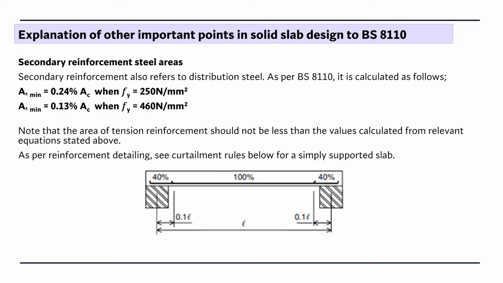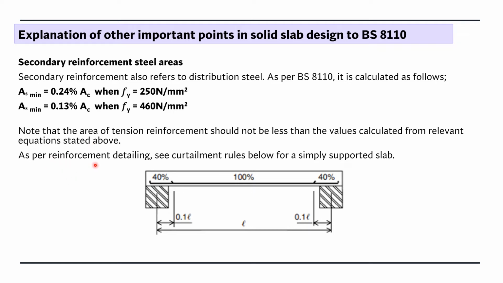Secondary reinforcement steel areas. Secondary reinforcement also refers to distribution steel. As per BS8110, it is calculated as follows. As minimum is equal to 0.24% of the area of concrete section of slab, where fy is equal to 250 Newton per millimeter squared. And As minimum is equal to 0.13% Ac, when fy is equal to 460 Newton per millimeter squared. Note that the area of tension reinforcement should not be less than the values calculated from the relevant equation stated above.